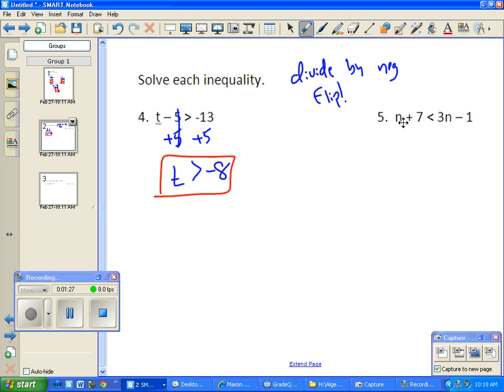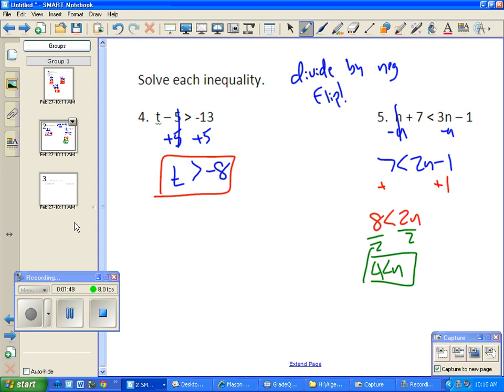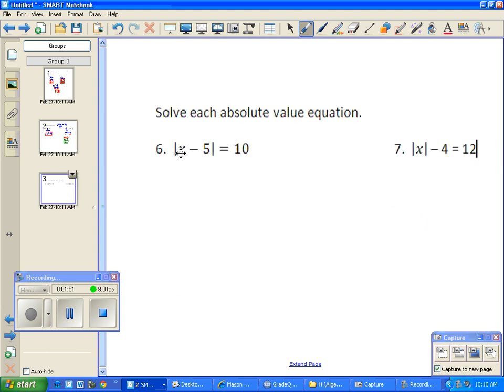Number 5, first you have to get your variables on one side. And if you do this right, you don't have to worry about flipping the sign. I'm going to subtract 1n from both sides. Now I have 7 is less than 2n minus 1, because 3 minus 1n is 2n. And then when I add 1, I have 8 is less than 2n, so when you divide by 2, 4 is less than n.